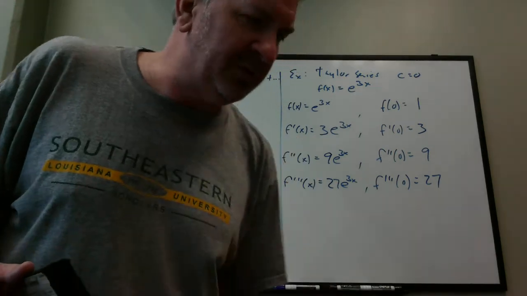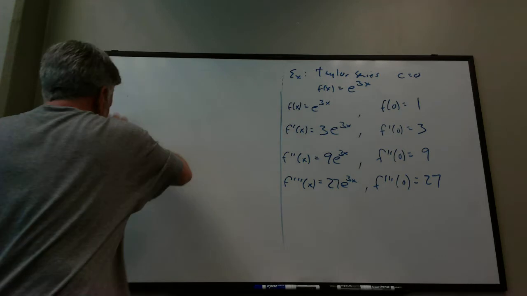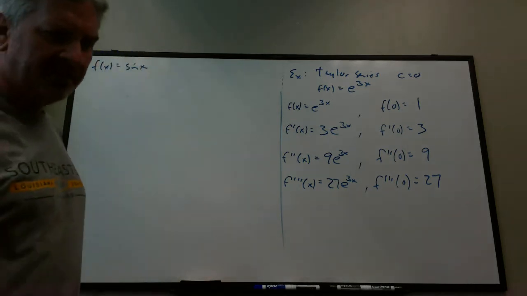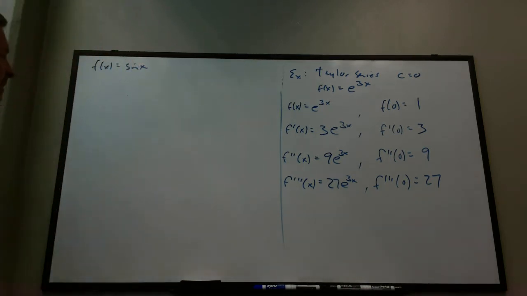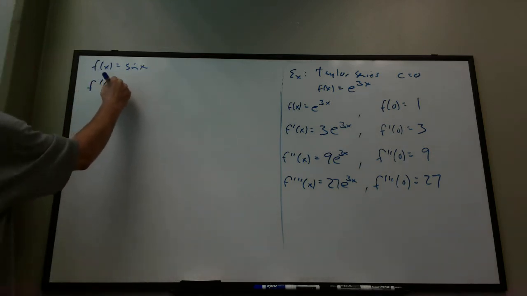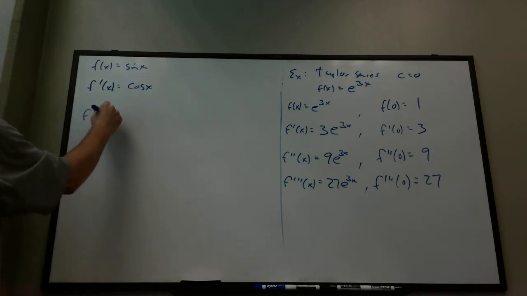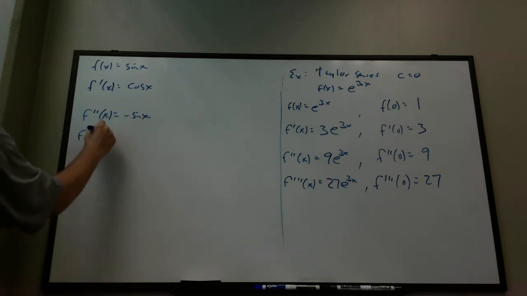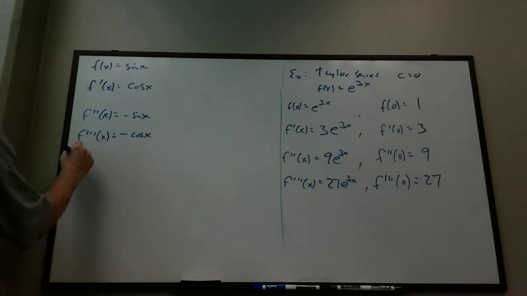Okay, the next example says, do the same thing for sine x. f of x is sine x. Find the Maclaurin series. Then determine the interval of convergence. So we want to do the same thing for sine. There's sine, then f prime. The derivative of sine x is cosine x. f double prime: the derivative of cosine x is negative sine x. f triple prime: the derivative of negative sine x is negative cosine x. Let me go one more.